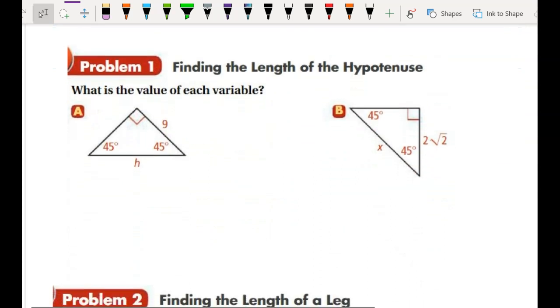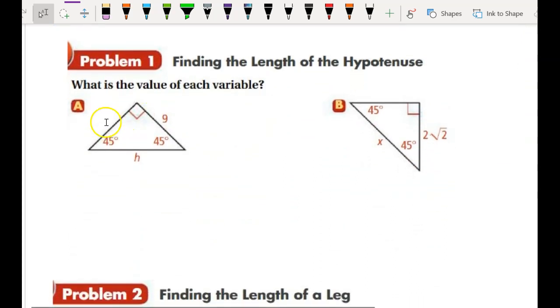So now, let's take a look at problem 1. The first thing I'm going to do is look to see that I've got a right triangle. My base angles are 45. I know things about the 45, 45, 90 triangles. This is my leg. What's the length of my leg? 9. So what does that mean the length of my hypotenuse is? 9 square root of 2. Will the Pythagorean theorem work? Absolutely. The other thing you could do is use the Pythagorean theorem.